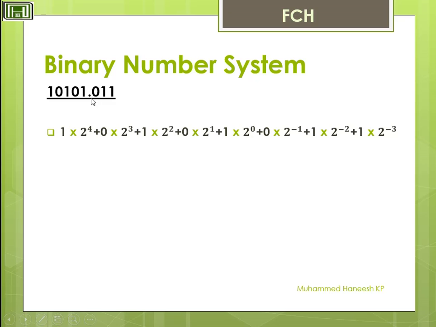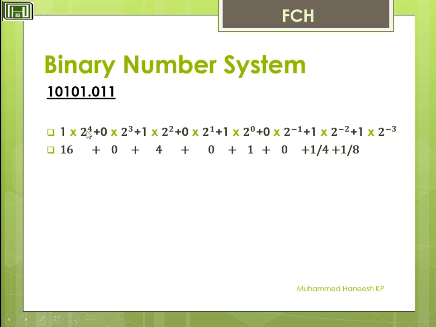Then after the point you need to add 0 into 2 raised to minus 1, 1 into 2 raised to minus 2, then 1 into 2 raised to minus 3 like that. You add from here the negative powers, and from here the positive powers. So you will get the result like this.